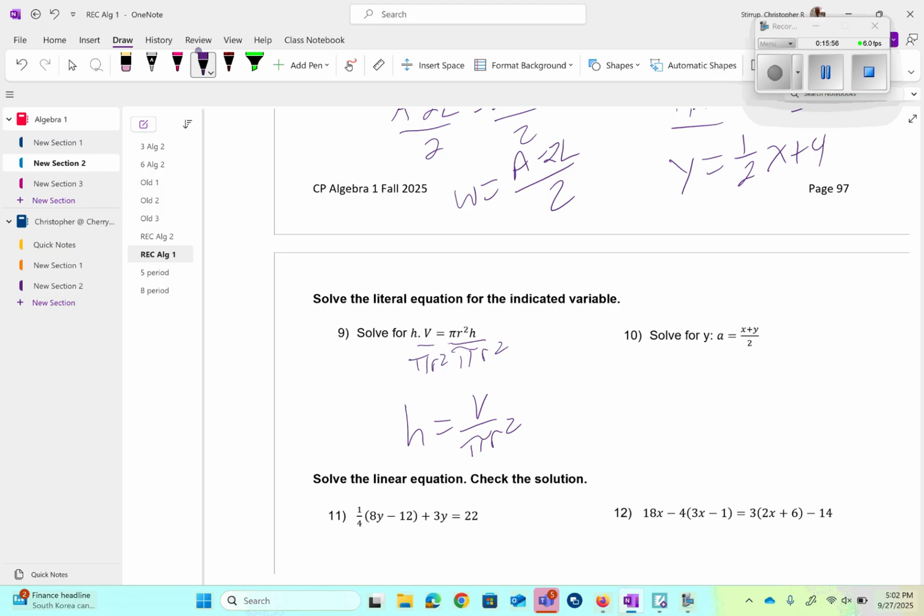For problem number 10, we want to get y by itself. So I'm going to multiply both sides by 2. So I get 2a is equal to, those 2's cancel out, x plus y. Then we're going to subtract x from both sides. So I'm going to get y equals 2a minus x.